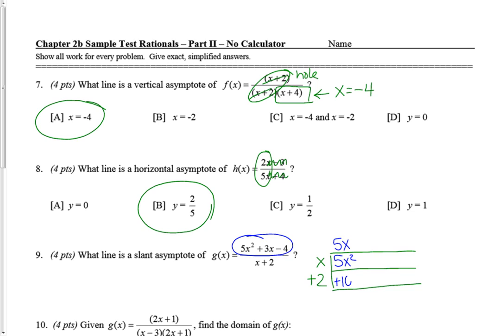On the bottom I'd have plus 10x. But I'm not supposed to have 10x, I'm supposed to have 3x, so I need to take away 7x's, which means on the top I have -7. The rest is just going to be remainder at this point, so I don't need to worry about it. In the grand scheme of things, when I start plugging in huge numbers for x, the remainder is insignificant, and my slant asymptote is y equals 5x minus 7.